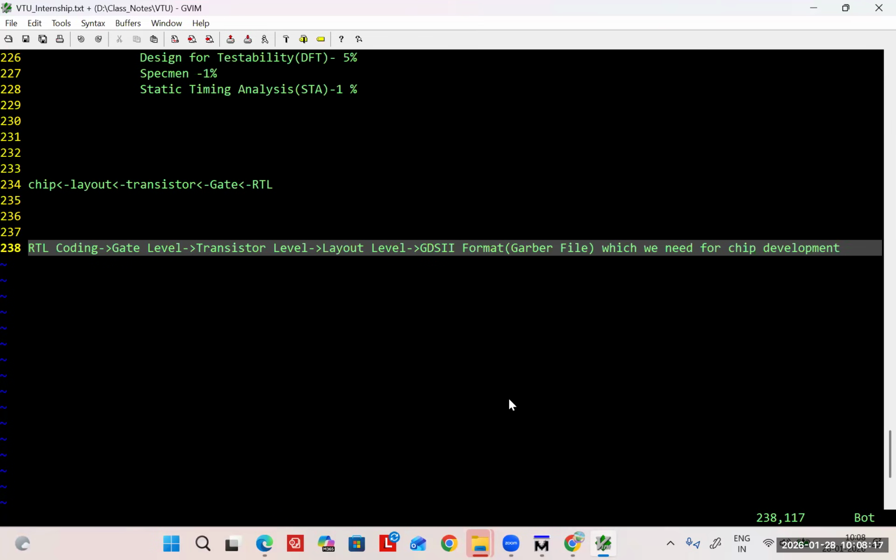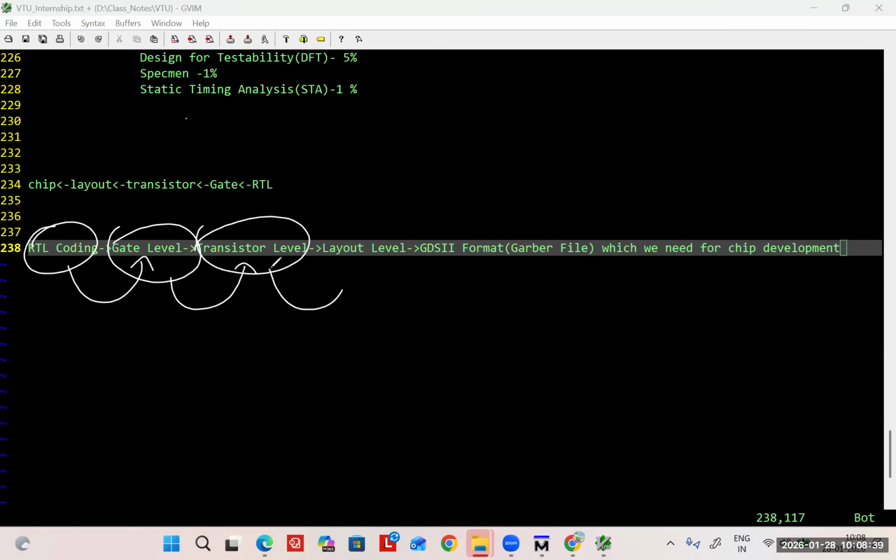Now, you people were asking why I am doing all this. If you know RTL, then only you can develop gate level. If you know gate level, then only you can develop transistor level. If you know transistor level, then only you can develop layout. If your layout is there, then only you can develop the GDS2 format. That was the reason.